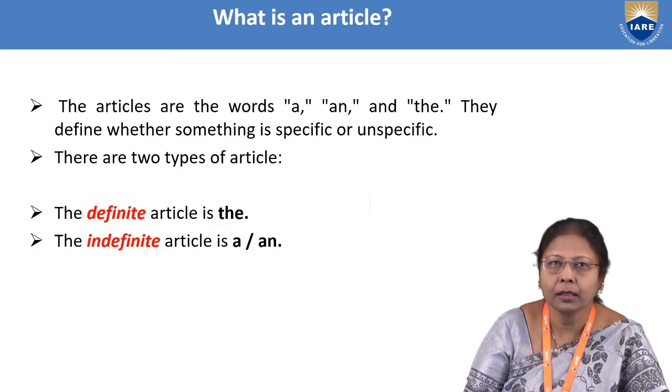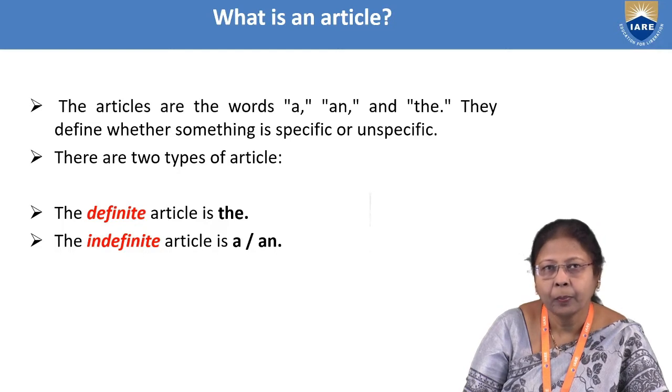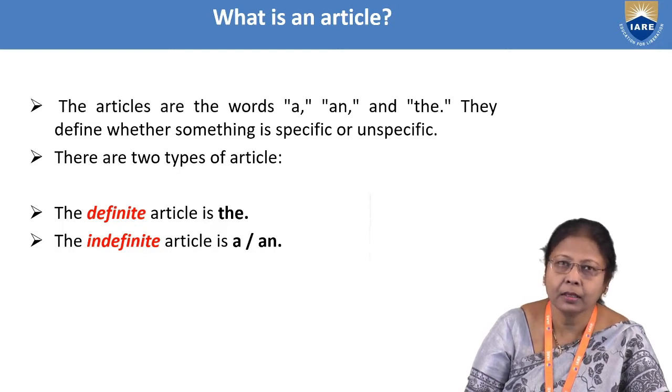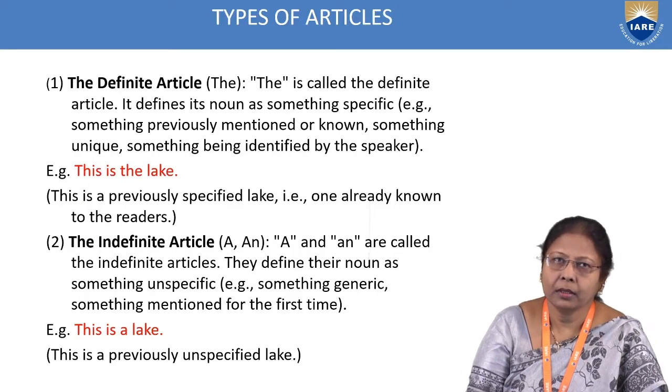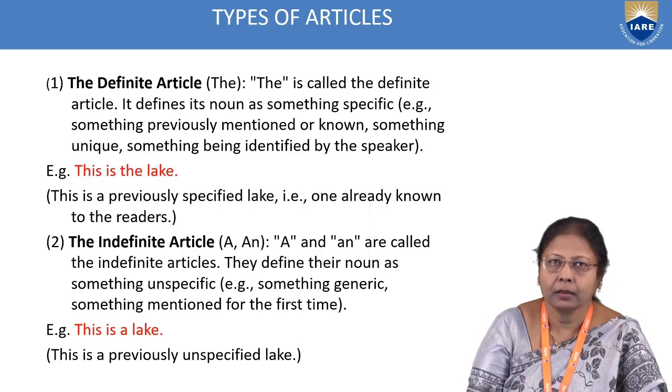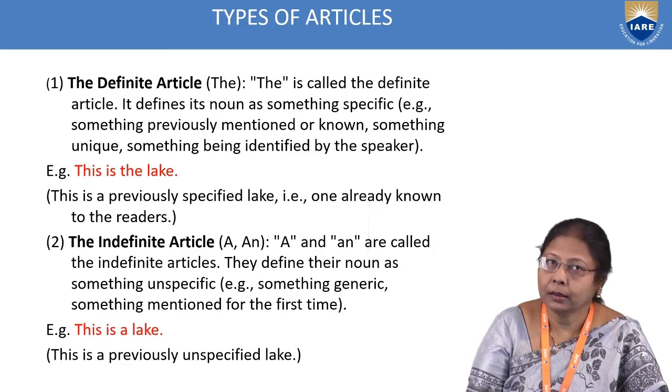Majorly we divide these articles into two types. One, the definite article, which is the, and the indefinite article, a and an. Once again I repeat, two types of articles that we have. One is the definite article and the second one is the indefinite article. Definite article is the, indefinite article is a, an. Here, let us go into detail with these definite and indefinite articles. So first of all, let's go for the definite article the.